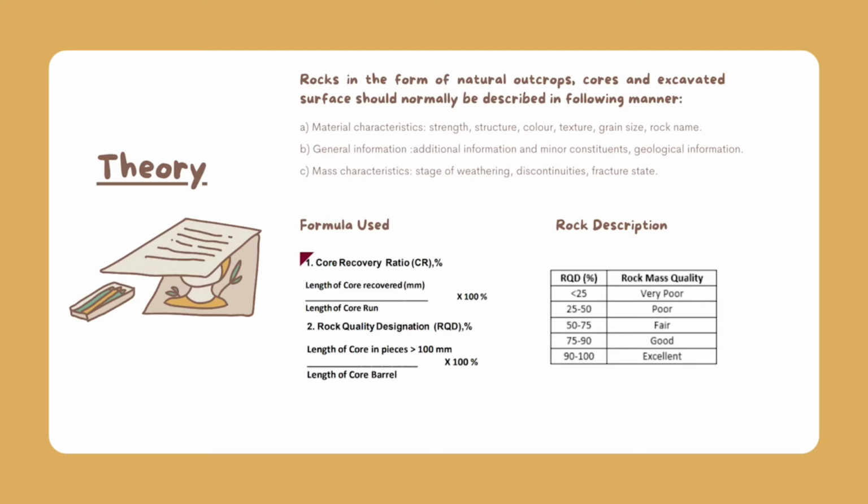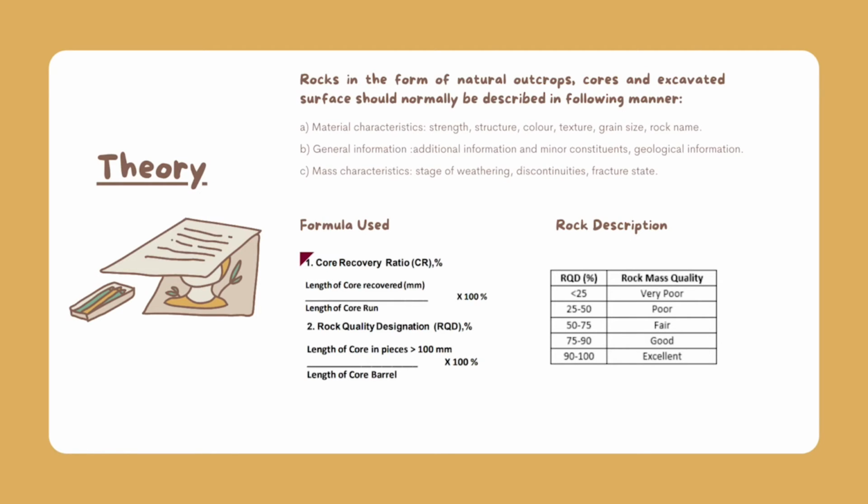There are two formulas used in this experiment. First is the core recovery ratio, CR, while the second one is the rock quality designation, RQD. The core recovery ratio, CR, can be calculated by using the formula: length of core recovered divided by length of core run times 100%, while the value of RQD can be obtained by using the formula: length of core in pieces greater than 100 mm divided by length of core barrel times 100%.